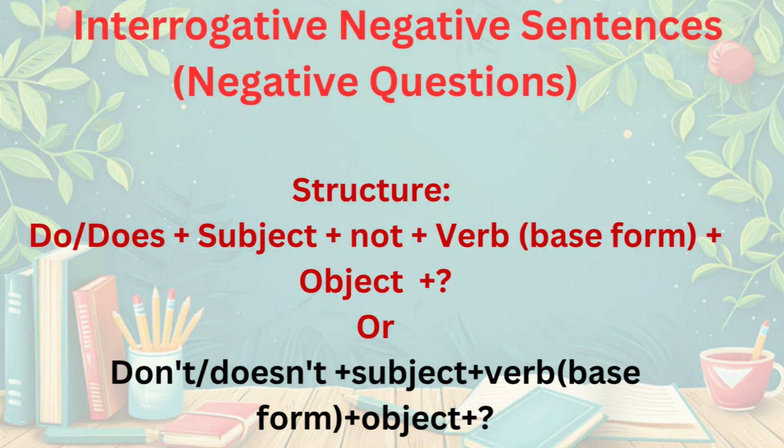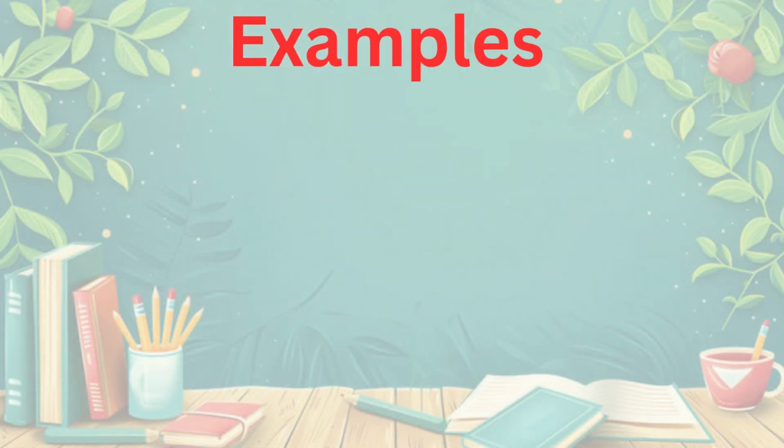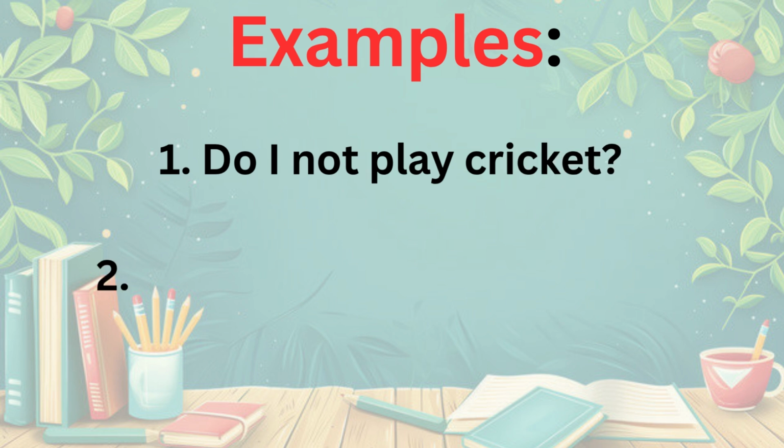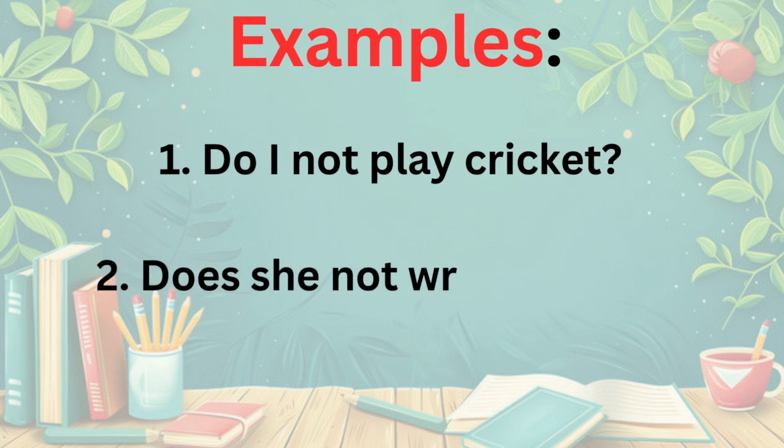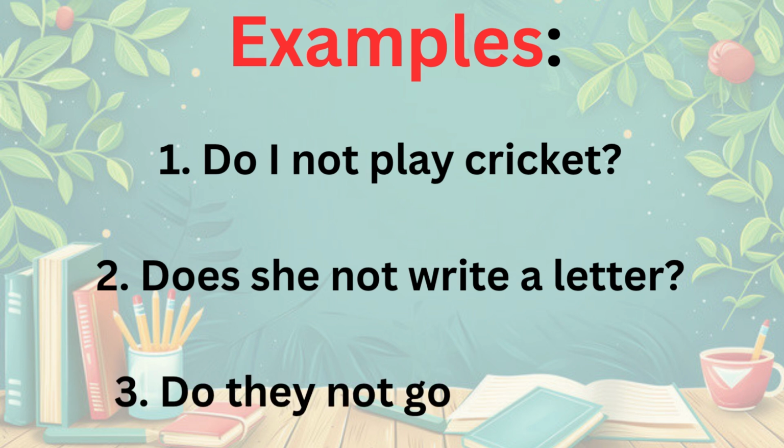Let's see the examples. 1. Do I not play cricket? In this sentence we have used do, then subject I, then not, then verb play base form, then object cricket, and at last we put question mark. 2. Does she not write a letter? In this sentence we have used does as the subject is she, then add not, after that verb write, then object letter, and at last put question mark. 3. Do they not go to school? Same structure we have followed in this sentence also.